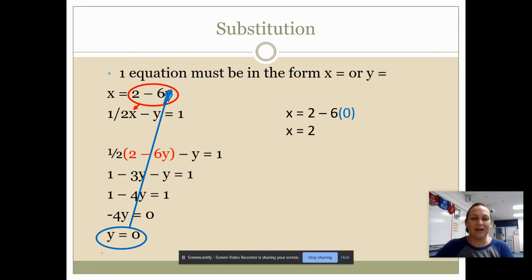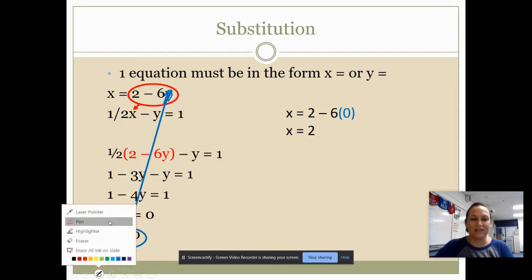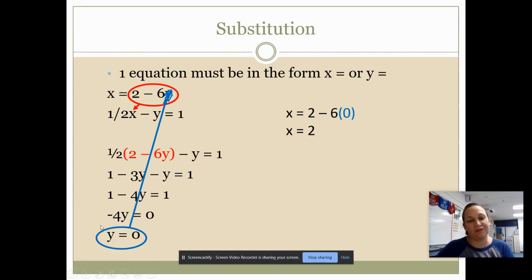Now, since we got an x and a y, and since these are linear equations, we're going to write our final answer as an ordered pair. When you're writing an ordered pair, it always has to be in the order of x first and y second. So in this problem, my final answer is going to be 2, 0. My x number goes first and my y number goes second. It's alphabetical order.